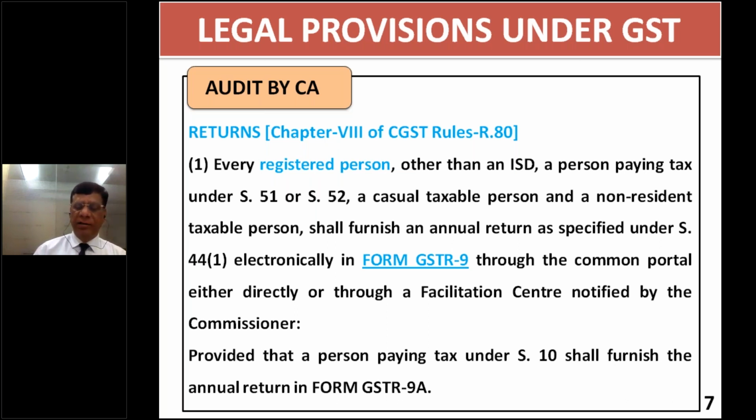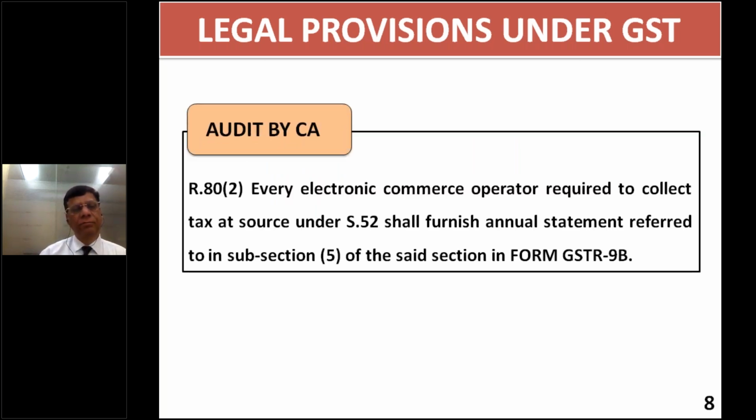Provided that a person paying tax under section 10, that is a composition taxpayer, shall furnish the annual return in Form GSTR 9A. Rule 80 sub-rule 2 says that every electronic commerce operator required to collect tax at source under section 52 shall furnish the annual statement referred to in sub-section 5 of the said section in Form GSTR 9B.